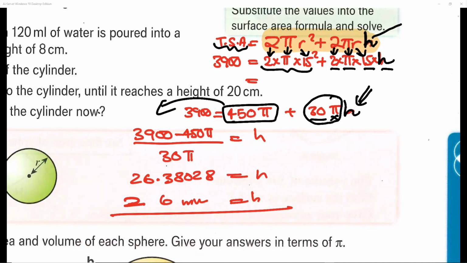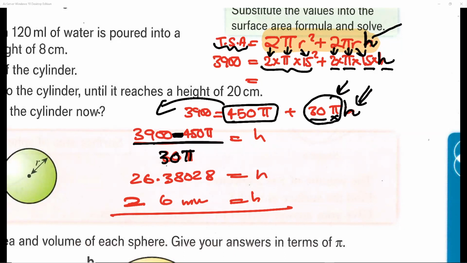Opposite of add it is? Take away. Opposite of adding it is? Take away. So take the 450 pi away. Next, opposite of timesing is? Divide. Sorted. So in 2 steps, you rearranged it, made H the subject, Bob's your uncle, and Jane's your auntie.